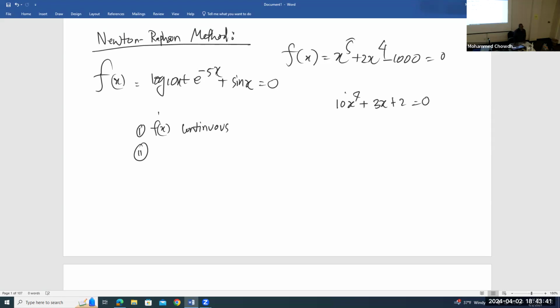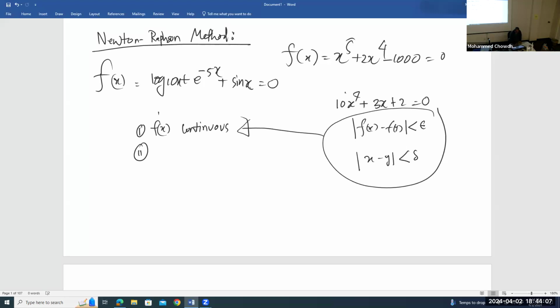you know what is a continuous function? A function is said to be continuous if f(x) minus f(y), their difference is very small, and x minus y, their difference is also very small. These two conditions satisfied, then that function is said to be a continuous function. Graphically, this is a continuous function.